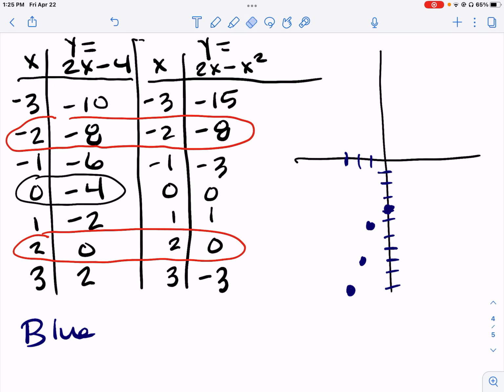Okay, this dot right here is a little too far up. 1, 2, 3, 4, 5, 6. Okay. 1, -2, 2, 0, 3, 2. Okay, this is a straight line. Okay, we didn't really have to plug in because we could have used our slope, but I wanted to plug in so we could see that at -2 and +2, it's the same point. That's where it's going to intersect.